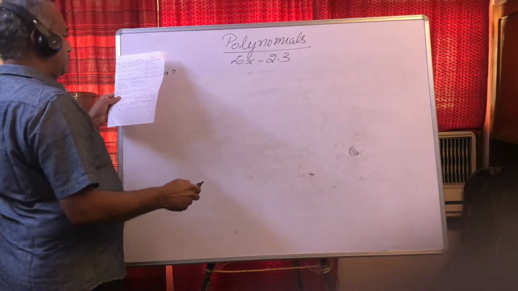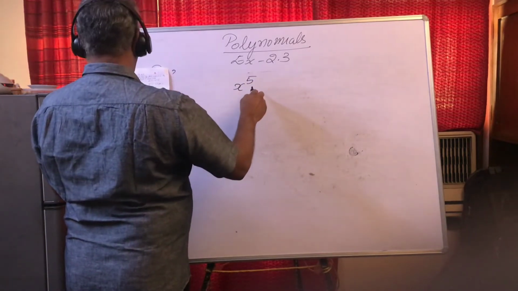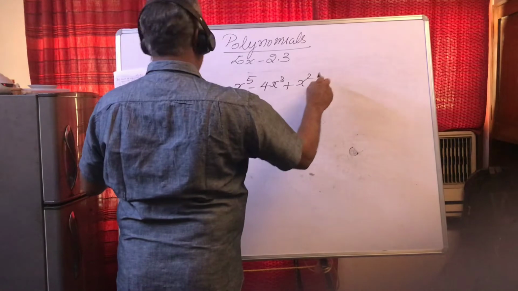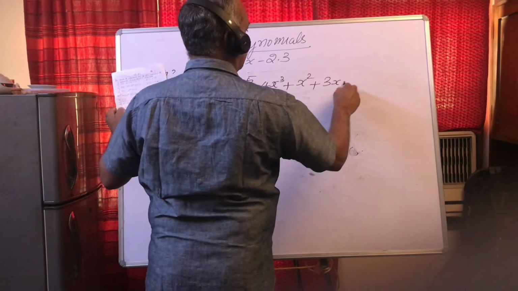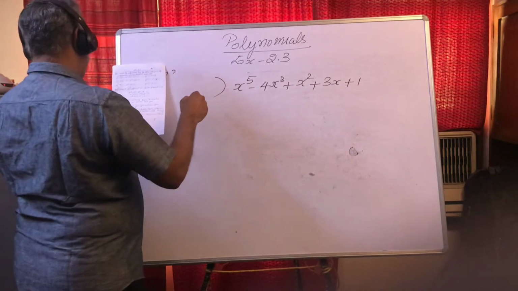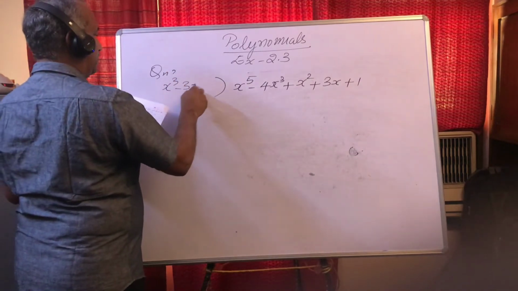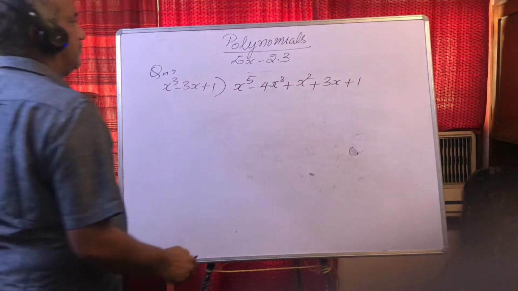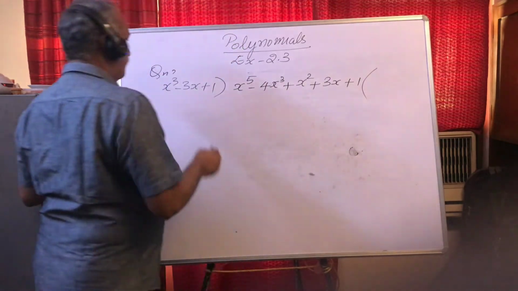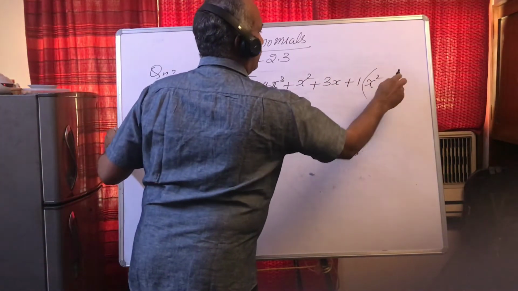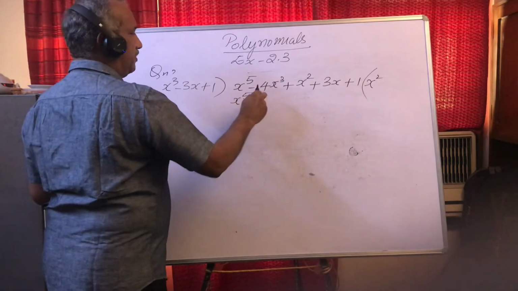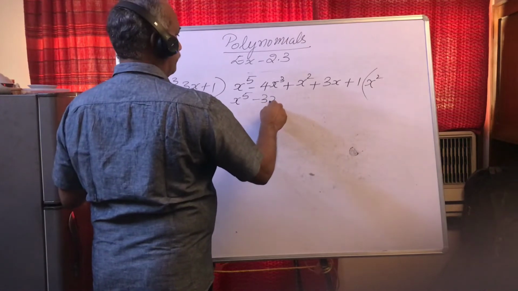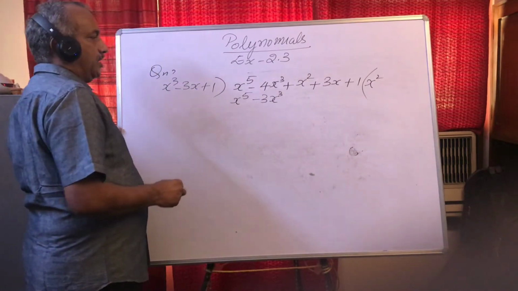The third one, same only: x raised to 5 minus 4x cube plus x square plus 3x plus 1 divided by x cube minus 3x plus 1. We have to divide this one by this. So first term, x raised to 5 upon x cube, x square: x square into x cube, x raised to 5; x square into minus 3x, minus 3x cube. Now x square into 1, plus x square.